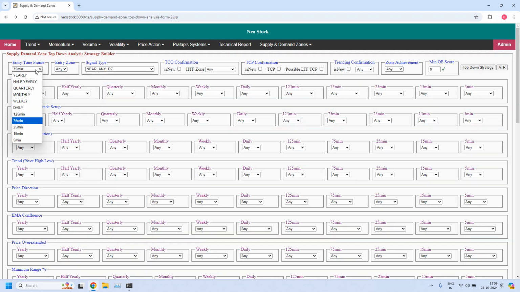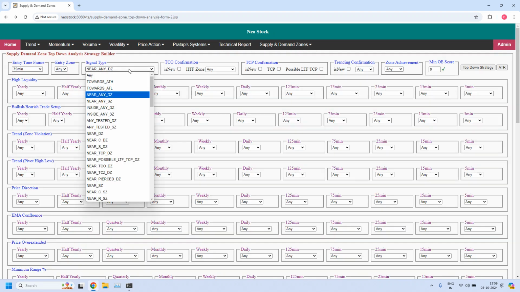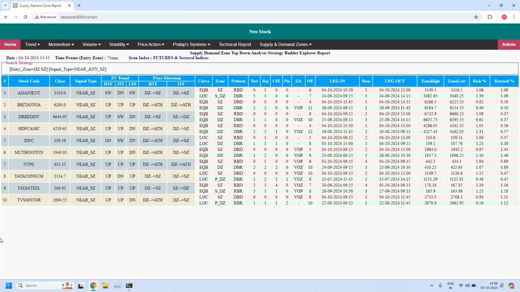Okay, next for 75 minutes time frame, let us find the stocks near 75 minutes supply zone. 10 stocks are filtered. Let's find whether we have any high liquidity 75 minutes supply zones. No, we don't have any high liquidity 75 minutes supply zones from this list.